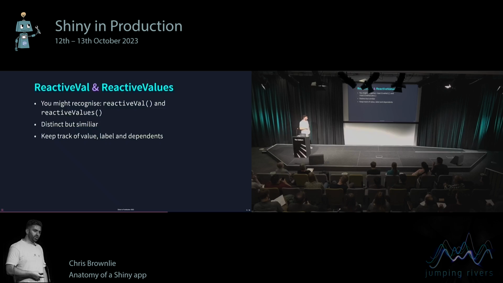Reactive values is very similar, but it is a different, distinct class. It's not just a list of reactive vals. It's a distinct type of object. It does the same task, but it also has to keep track of things like names and keys, because it has multiple values which might change. So it boils down to the same thing really: it's just a value that has things which depend upon it, and those dependents need to be invalidated or recalculated if the value changes. So that's when we use reactive val and reactive values in a Shiny app.